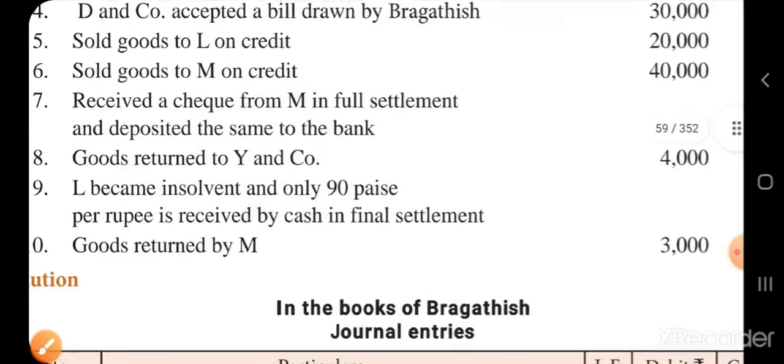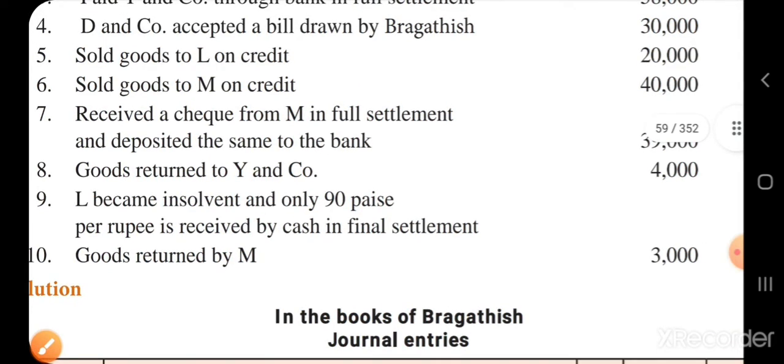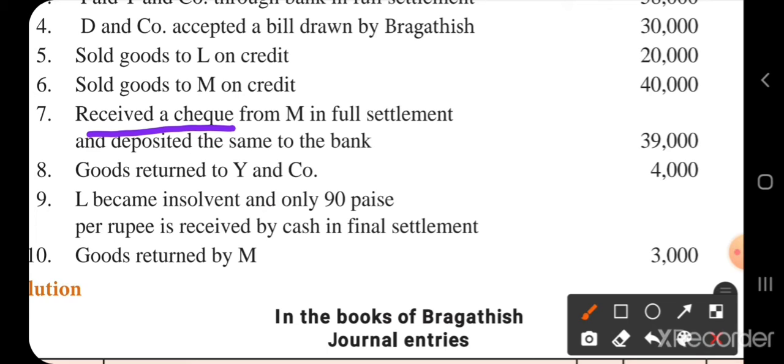Okay. Next. Received a check. When a check is received, it is treated as cash received. Why? Because only when the check is deposited in the bank, it becomes a bank transaction. Until it is deposited in the bank, it is treated as a cash transaction. Okay. So, received a check from M.